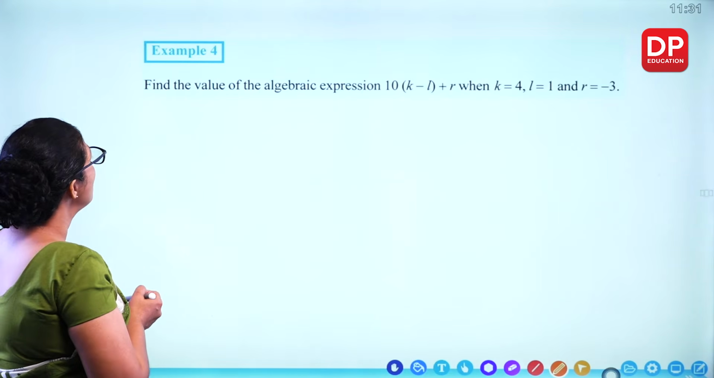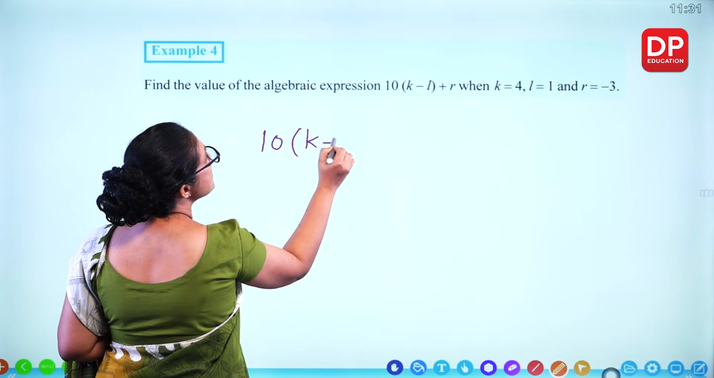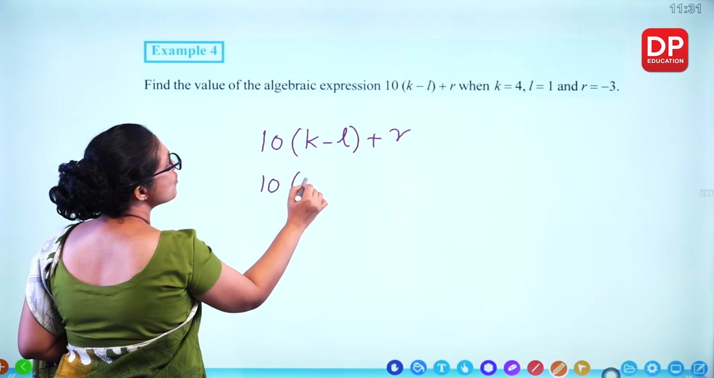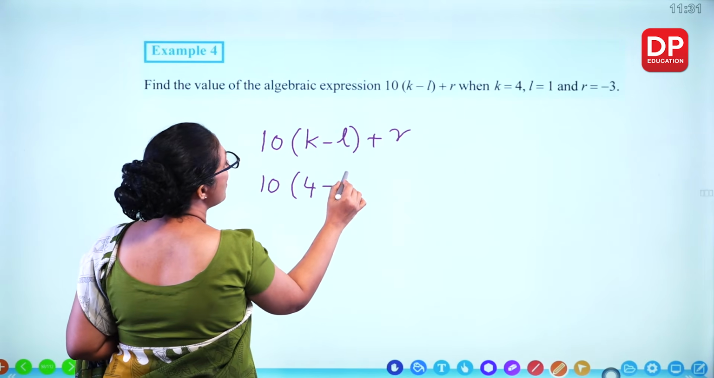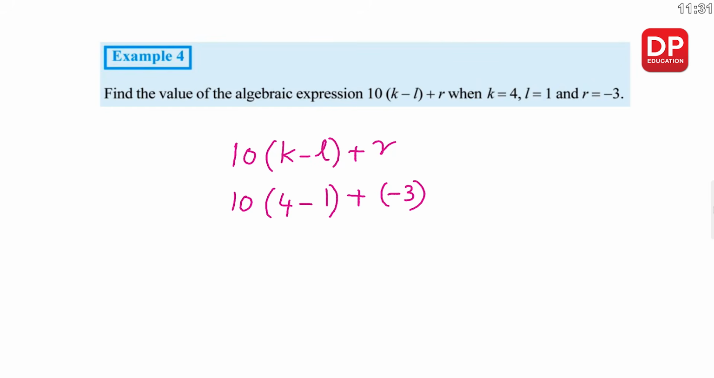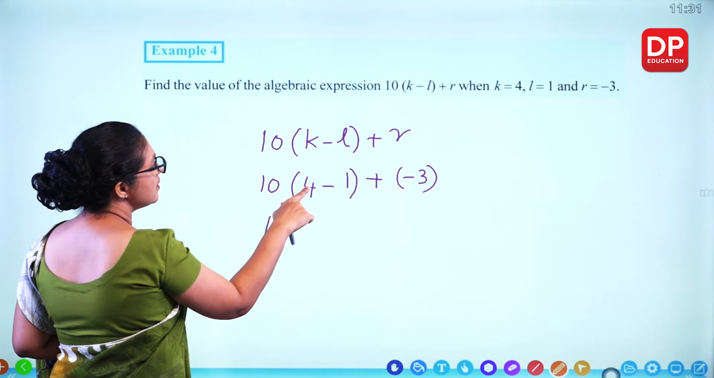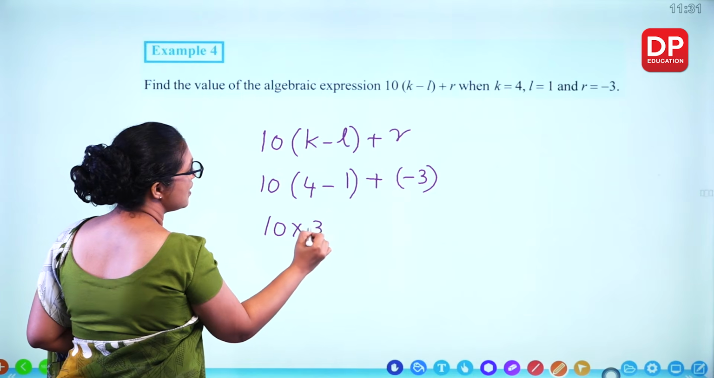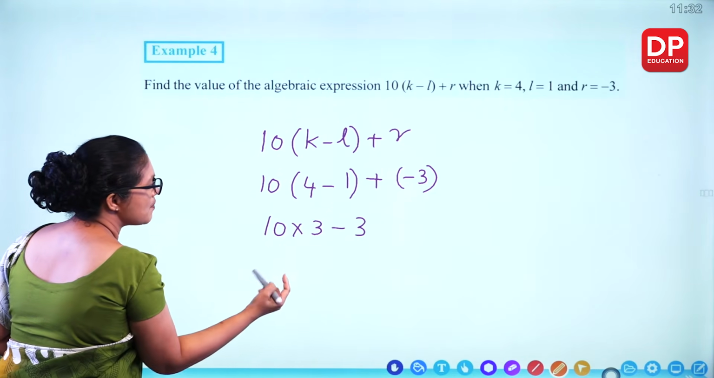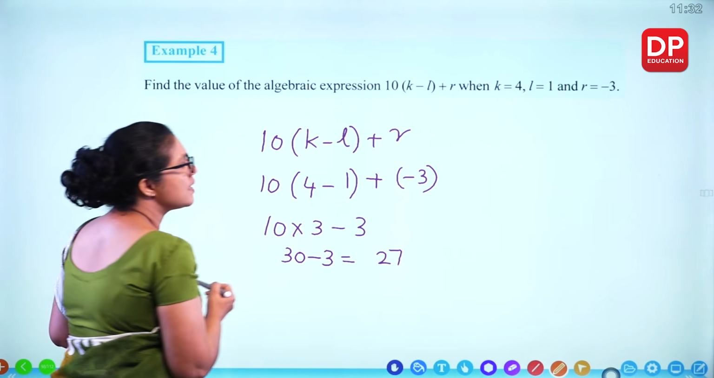Example number 4. Find the value of the algebraic expression 10 times k minus l plus r, where k equals 4. So substitute 4, and l is 1 and r is minus 3. We'll do brackets first. 4 minus 1, 3, minus into plus, minus 3. 10 times 3, 30. 30 minus 3, you get 27.